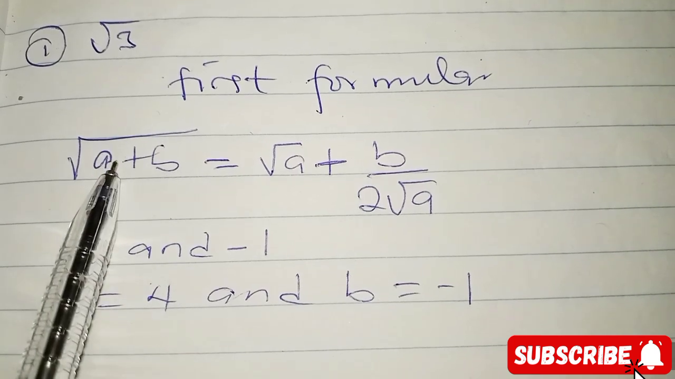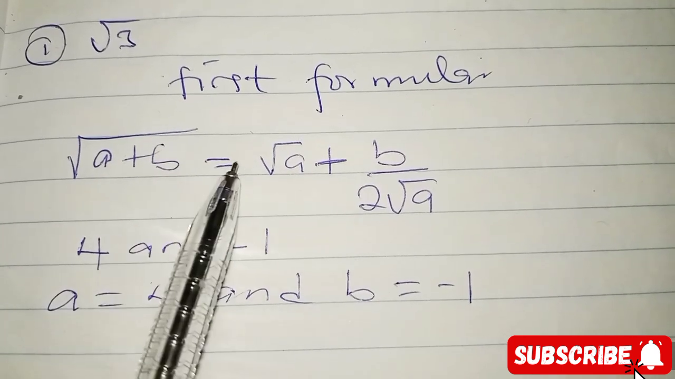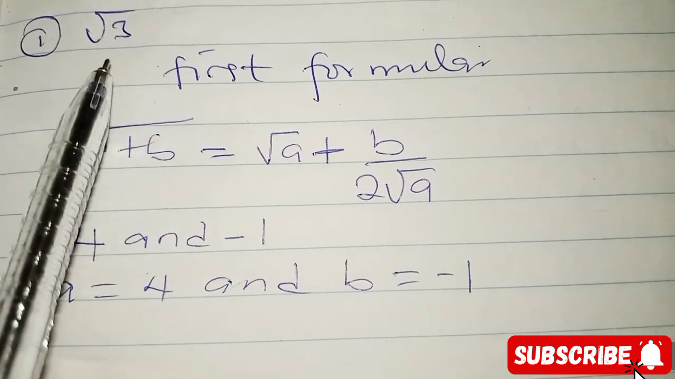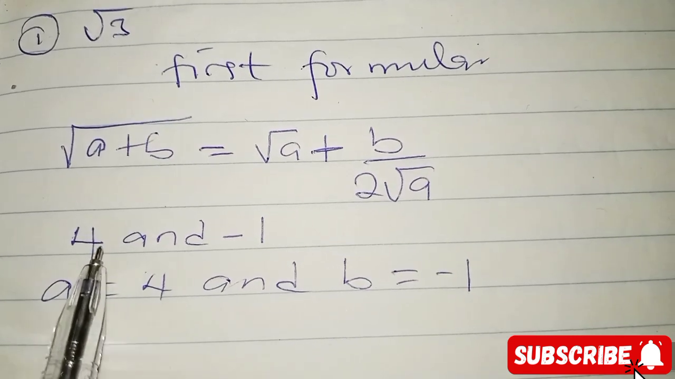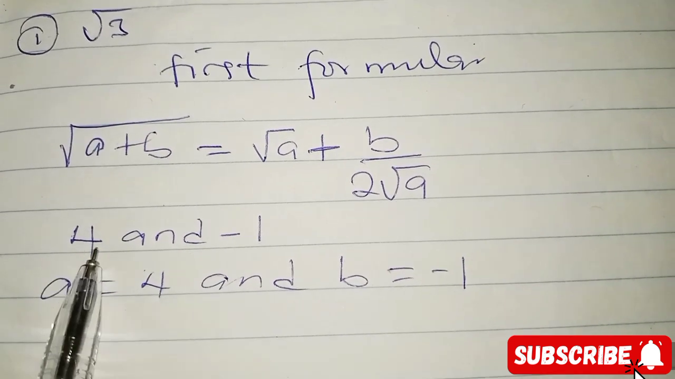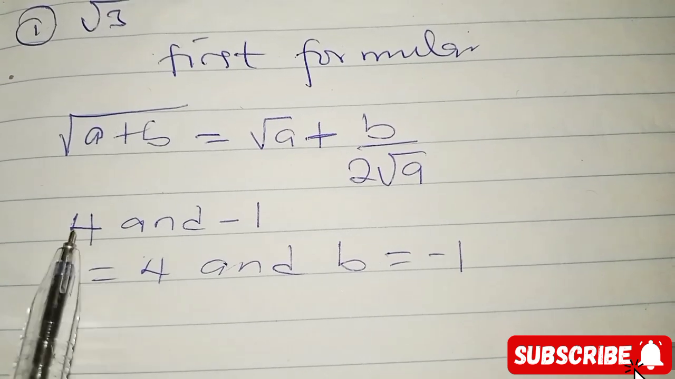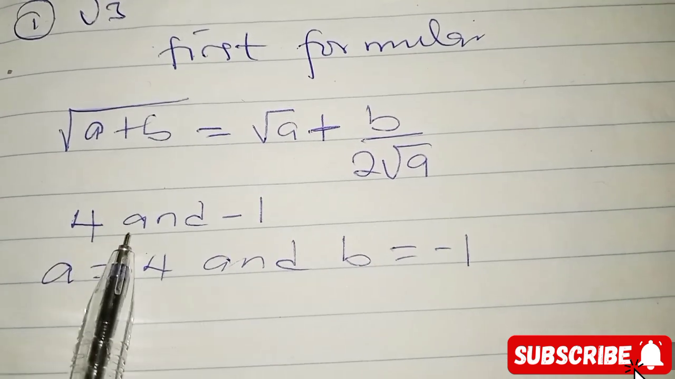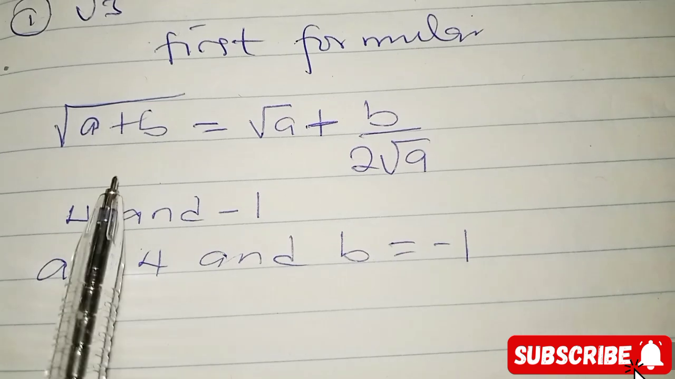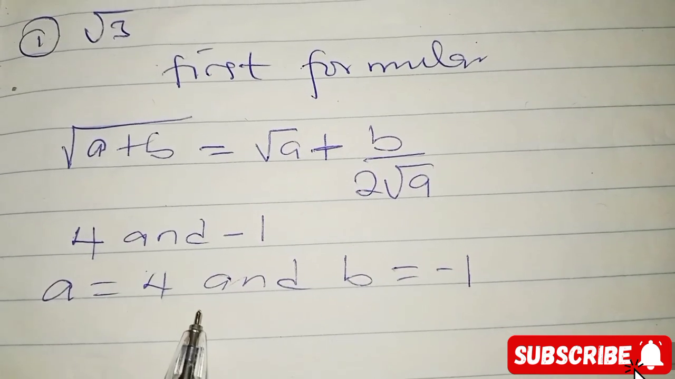First of all, what are the two values I will add to get my 3? One of the numbers must be a perfect square. Take note, 4 here is a perfect square. 4 plus minus 1 will give us 3. So let's get started with this formula now.